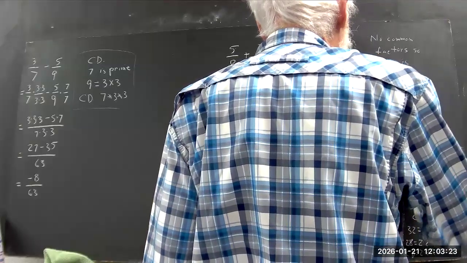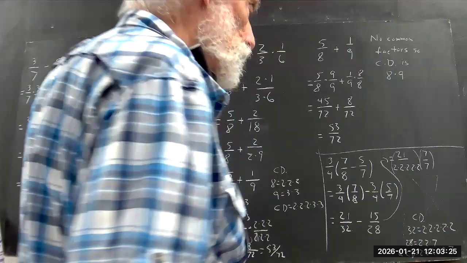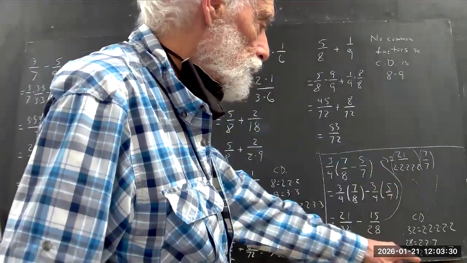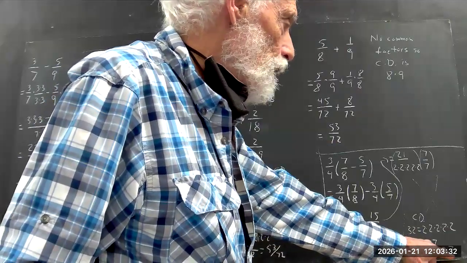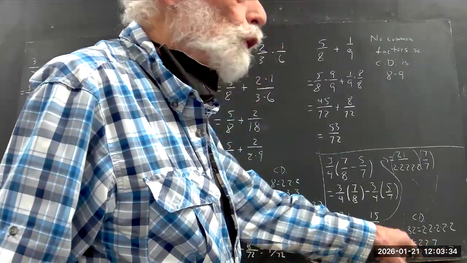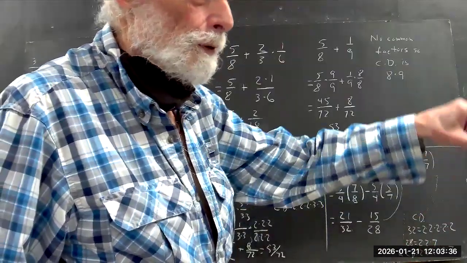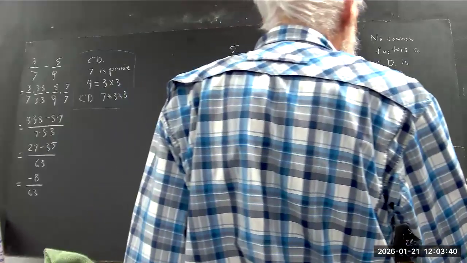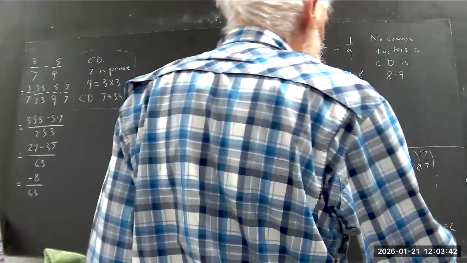I'll use parentheses for multiplication. It seems to get a little confusing here. Okay. So now we see the denominator is 2 to the 5th times 7. 2 times 2 times 2 times 2 times 2 times 7. Okay, multiplying by 7 over 7 is going to give us the common denominator.